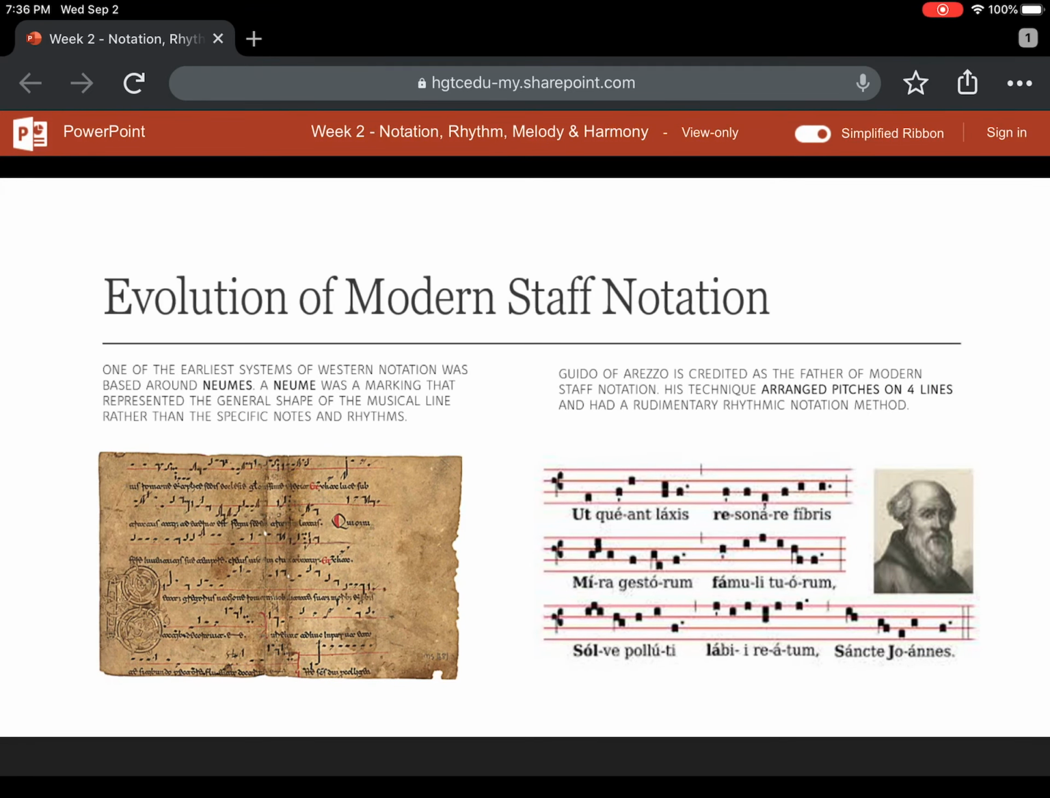Modern staff notation dates back a really long time. The earliest Western notation that we have were something called neumes. And neumes are kind of similar to the Russian tradition we looked at earlier, where it's these small markings that kind of represent the general shape of a musical idea.